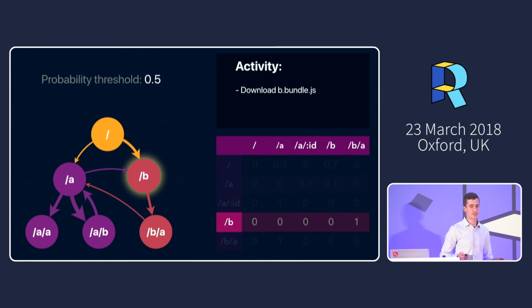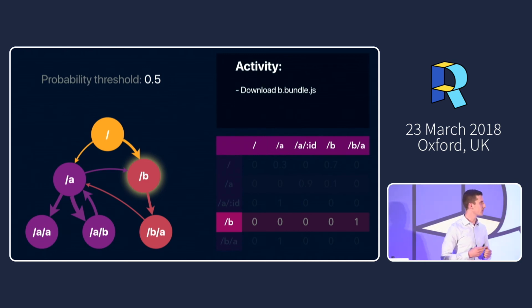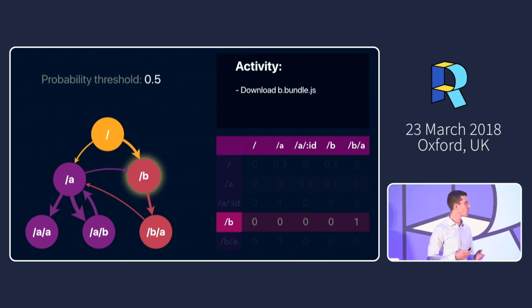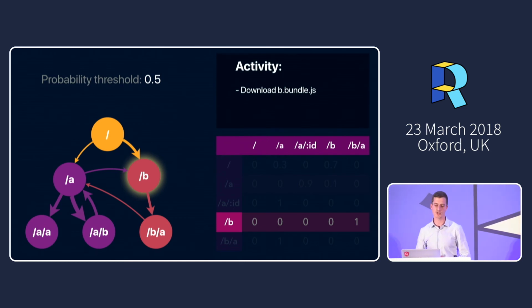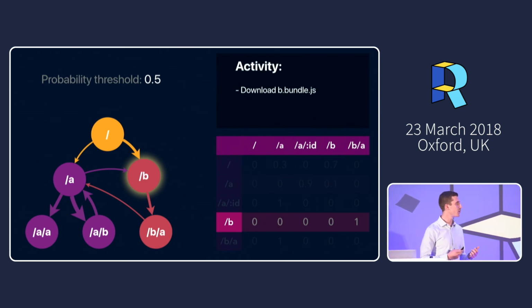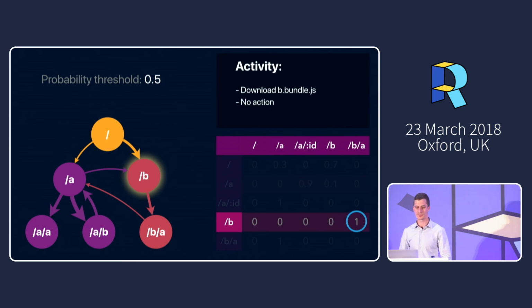Right after that, let's say that the user is following our navigation prediction. We're going to /b. We're going to take a look at the corresponding row in the matrix. We can notice that there is one probability for the user to go to /b/a, but fortunately, /b/a is already part of the same bundle. So we're not going to do anything in this case here.